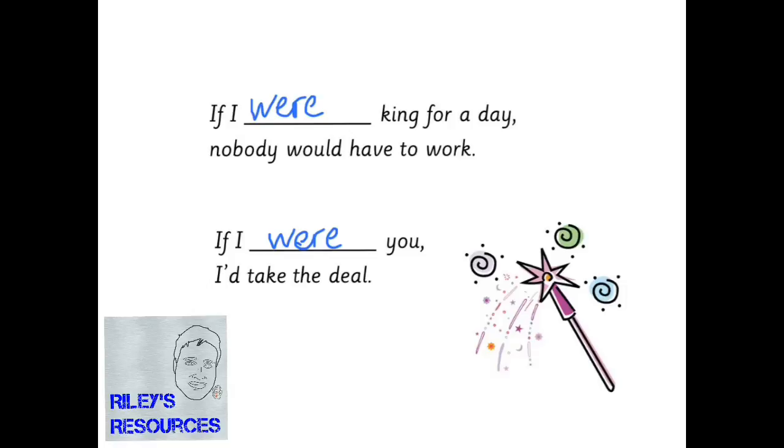This is when you're more likely to use subjunctive, when you're showing a hope for the future. So if I were king, if I were you, if I were in charge of the school, if I were a butterfly, I would fly off to a different land. That's how you use subjunctive form.